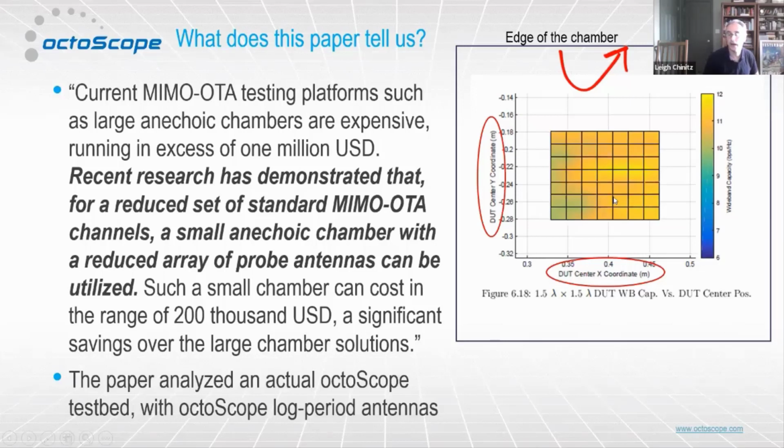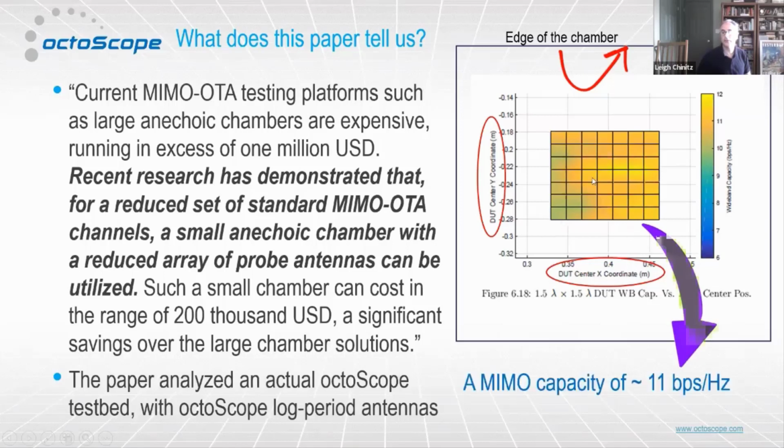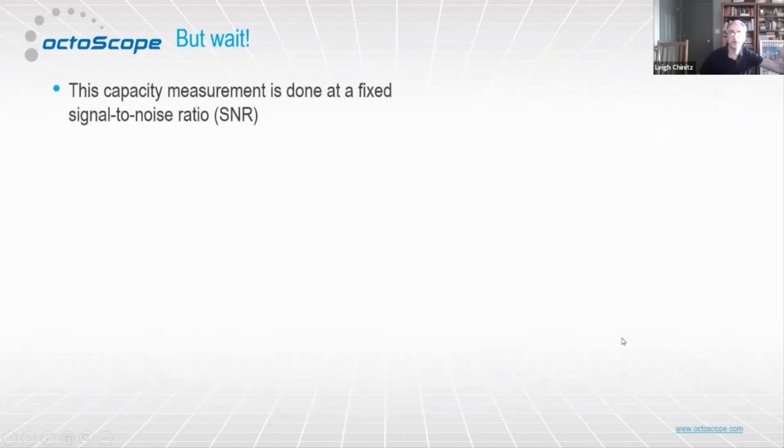And based on the many detailed measurements that were taken, as well as the fairly complex path loss modeling that was done, they were able to determine what they call the wideband capacity of the testbed, measured in bits per second per hertz. And if you look at this scale here, you can see that the MIMO capacity that they talk about is about 11 bits per second per hertz. So wait, before we get too carried away with that number, it's important to know that those measurements are done at a fixed signal-to-noise ratio.